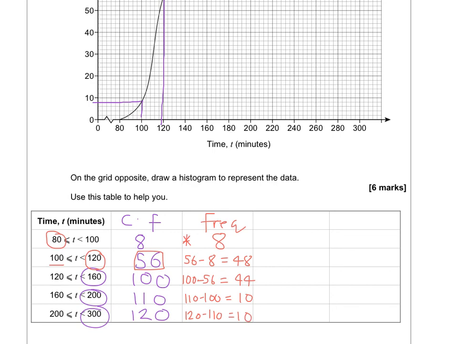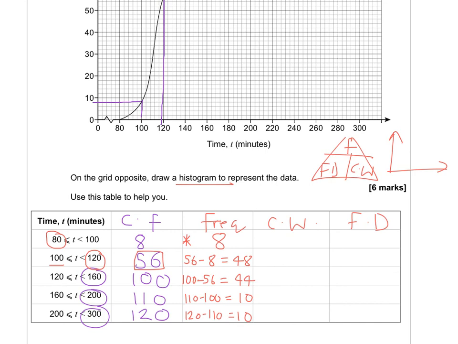Remember that cumulative frequencies are running totals of the frequencies. You're doing the opposite of what you normally do to calculate cumulative frequency. The question asks us to draw a histogram, which means we need to remember our formula that frequency density, which is what we plot on the vertical, on the y-axis of a histogram, is frequency divided by class width. So we need a column for class width and then finally a column for frequency density.